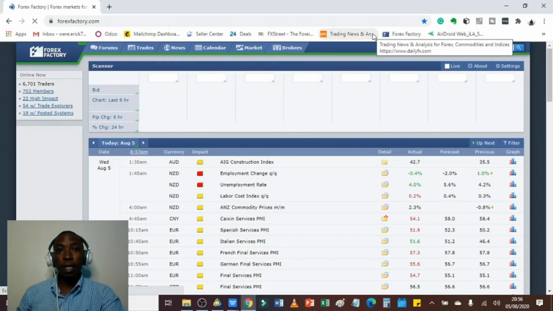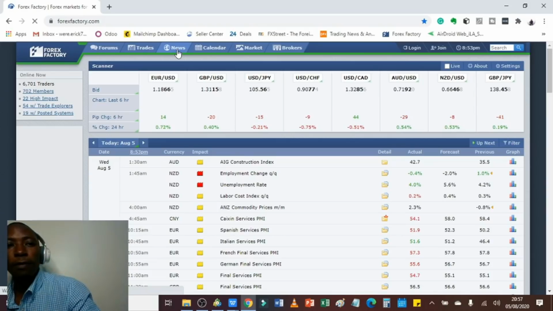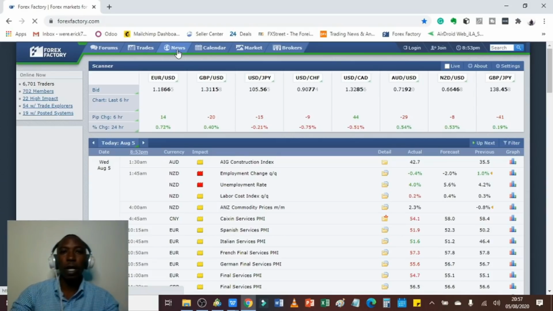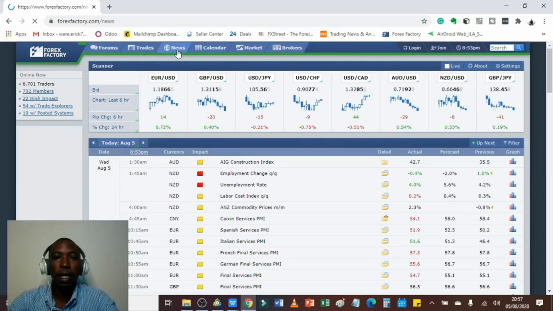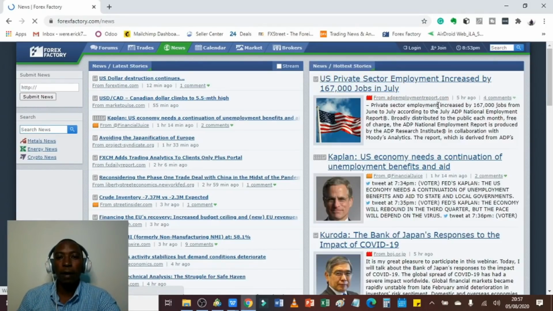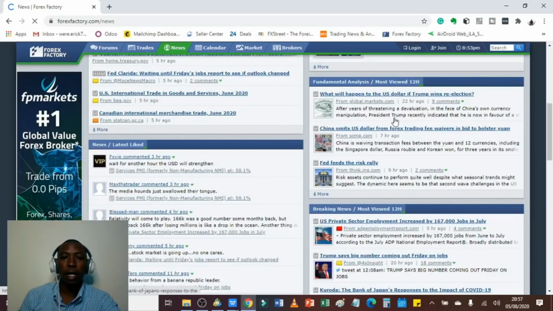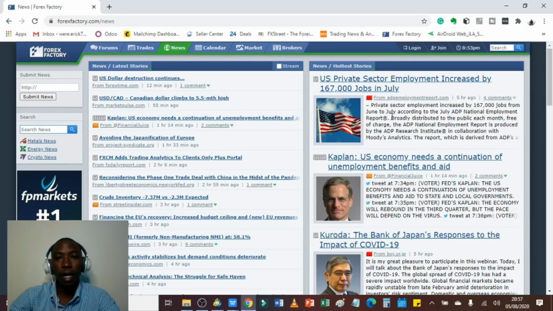For instance, we are on the homepage of Forex Factory, so I just head over to news, and from there I can read any types of news of the day. As you can see, the currency pairs, the trading, everything. You can access the news. What is happening in the US will mostly affect the US dollar and much more. The news headlines and much more. I simply go online. As long as you have a stable internet connection, you can go through these news.